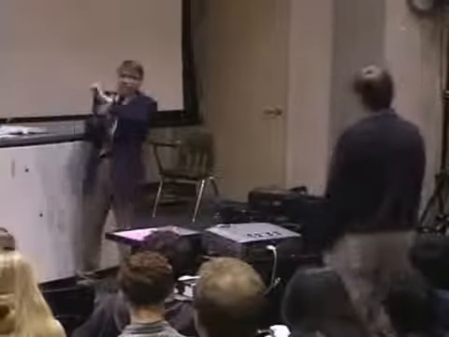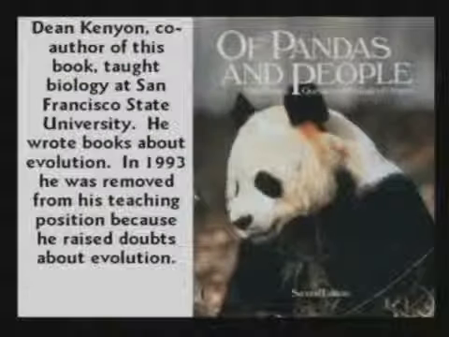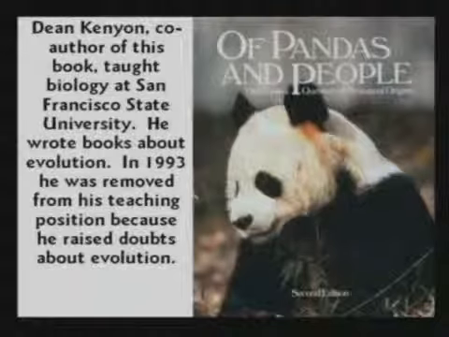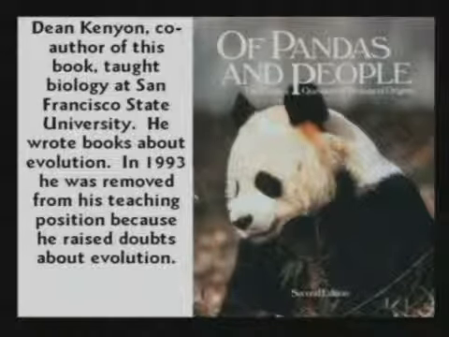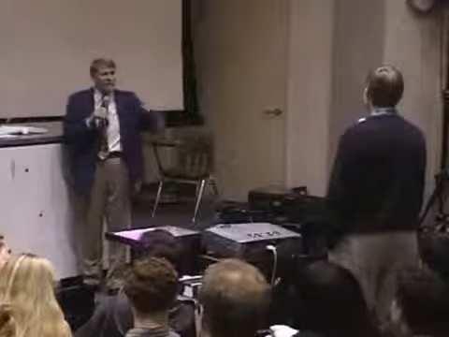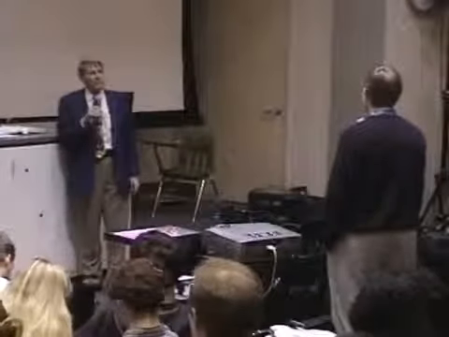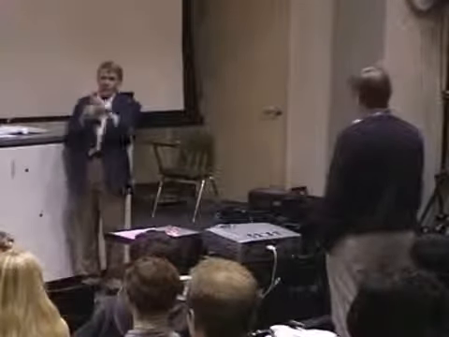I can show you 50 examples if you'd like, including Professor Dean Kenyon over at San Francisco State, where I worked a couple hours ago, who nearly lost his job simply because he changed from being an evolutionist to being a creationist. They said, well, then you can't teach here. They took him from tenured professor to a lab assistant. I'll give you 50 examples in a minute if you'd like that.